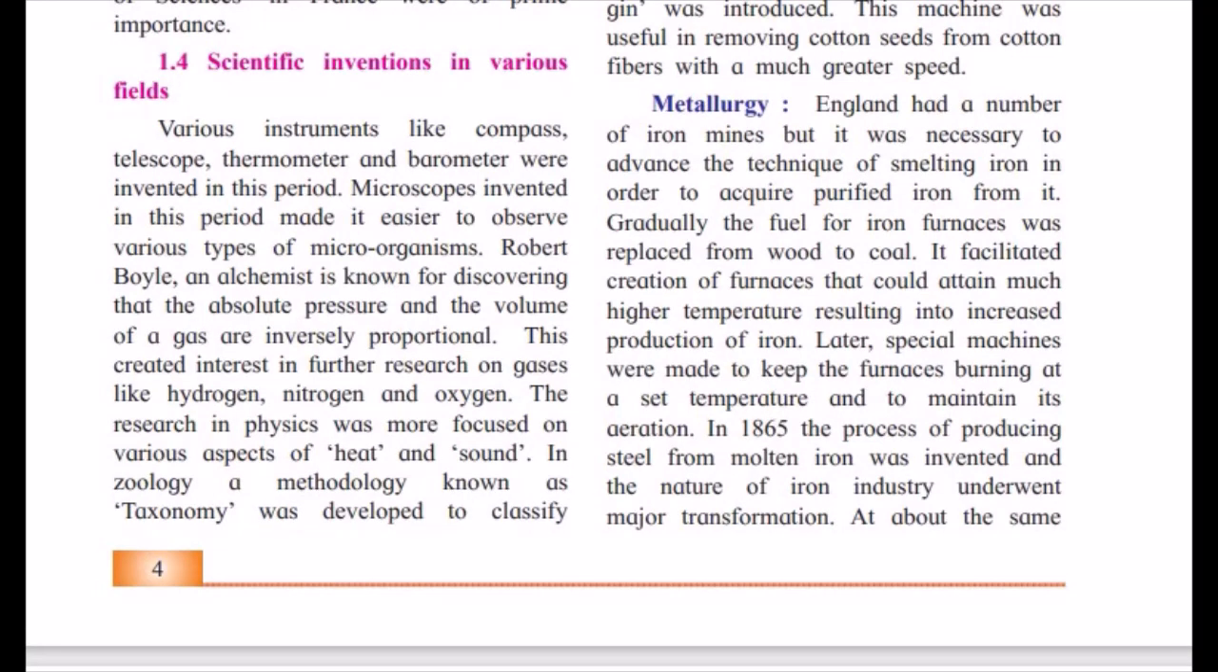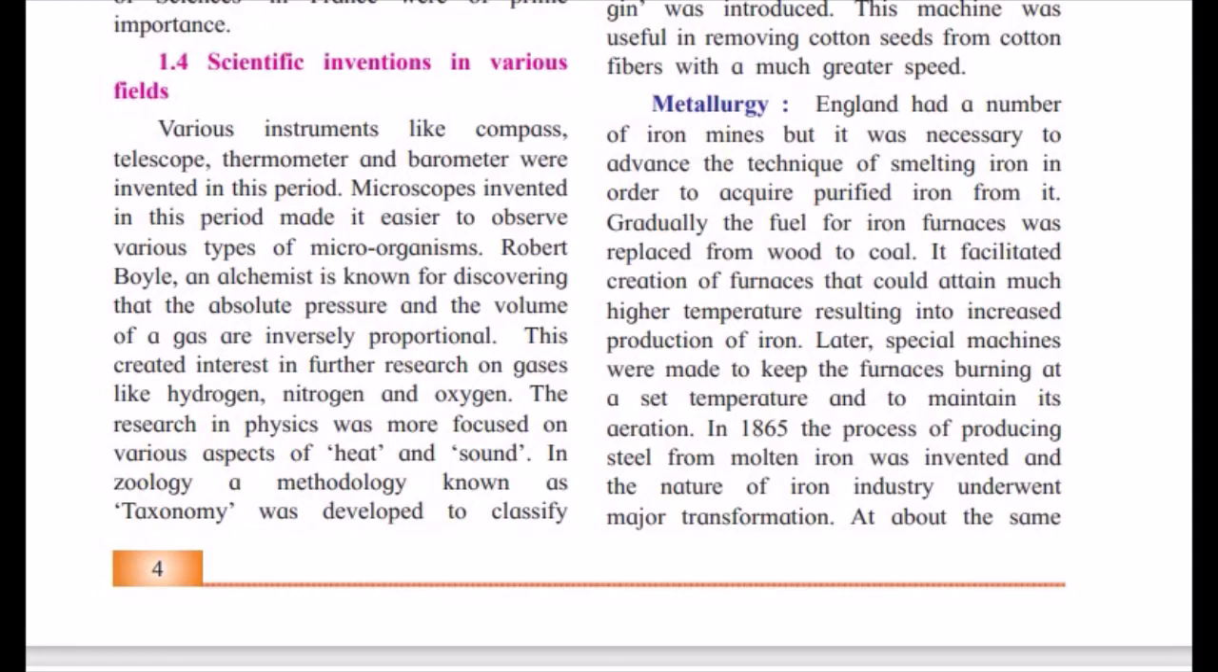Now, my dear students, the next thing we are going to see is related to metals, metallurgy. You know, there were several minerals as a resource throughout the world, not only in Europe. But to purify them was a task which was not so easy.